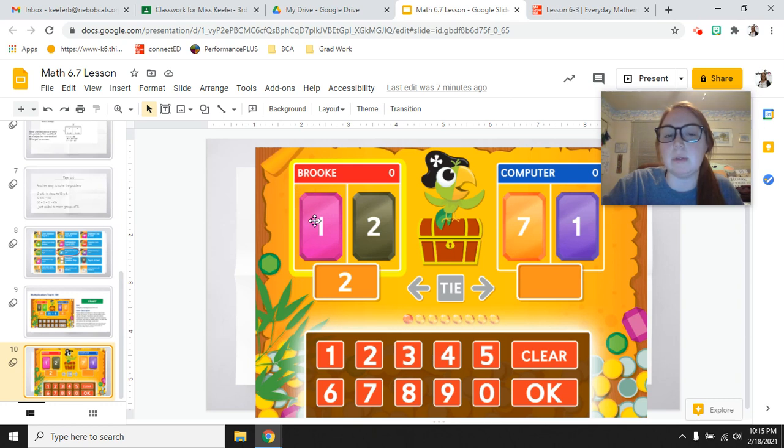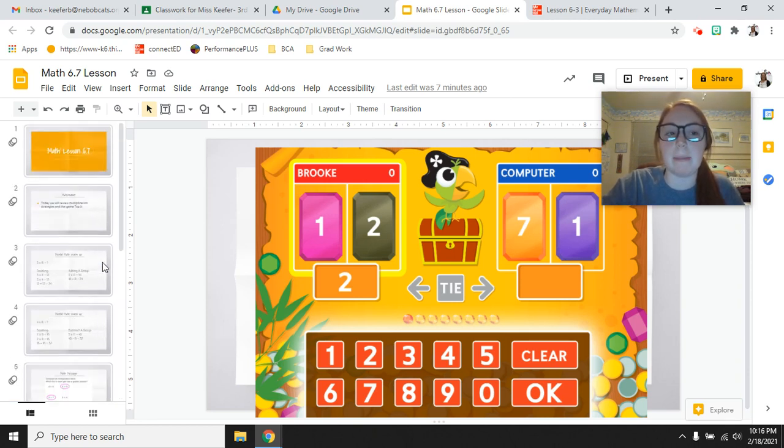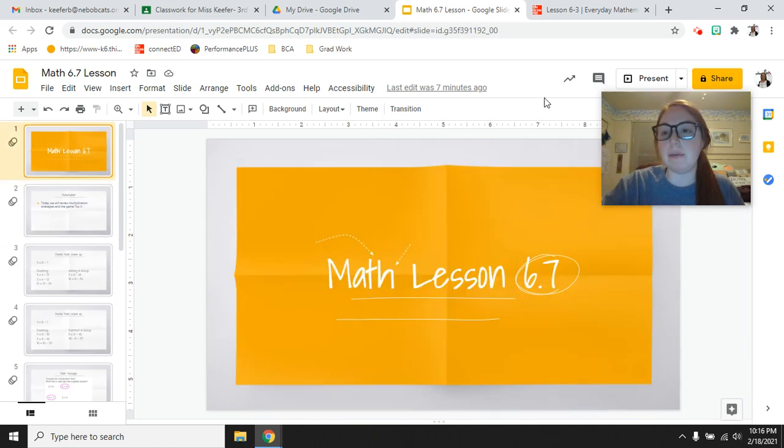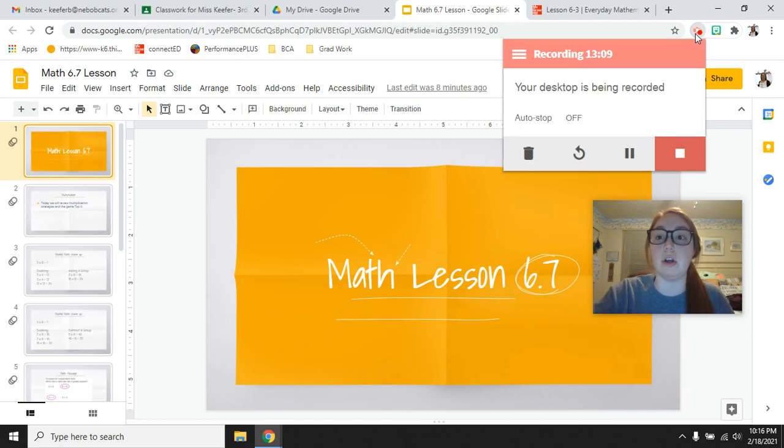So I was playing it. I was Brooke. I did 1 times 2, which equals 2. The computer was 7 times 1, which would equal 7. And unfortunately, my product would not be greater. So the computer would win on that round. Okay, so you will have a chance to play multiplication top it. Again, your takeaway from this lesson is just making sure you're using those strategies to solve for large multiplication factors. Good job, guys.